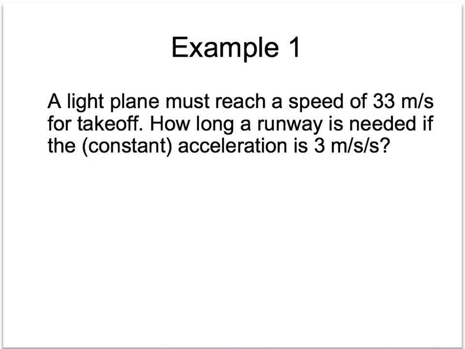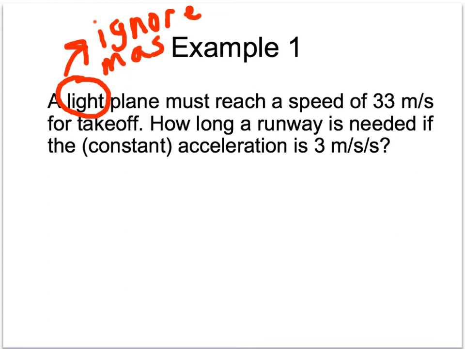The point of this is really just to understand using these equations. First example, a light plane, and by the way, in physics, whenever you see the word light, this means ignore the mass. Since we haven't talked about mass yet in any relevant way, we don't really need to know. The word light in a physics problem usually means ignore the mass.